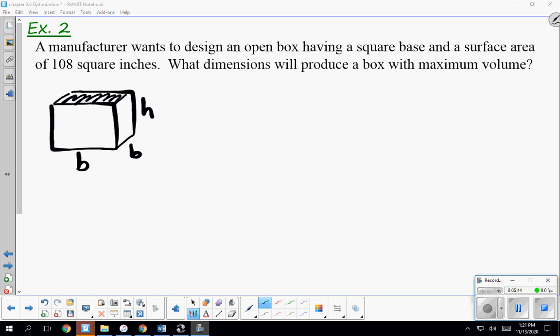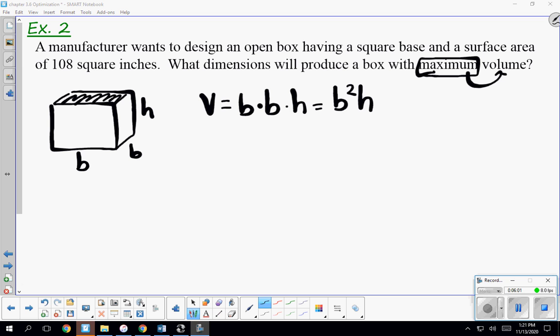The word in here that indicates we're looking for calculus is going to be maximum. And we're maximizing volume, so that's where I'm starting. I need to find the volume of this shape. And so volume is going to be length times width times height, or in this case, b squared h. And remember, we only want one independent variable. So we need to come up with a second equation, and we really hope that we have information in the problem to be able to write another equation.